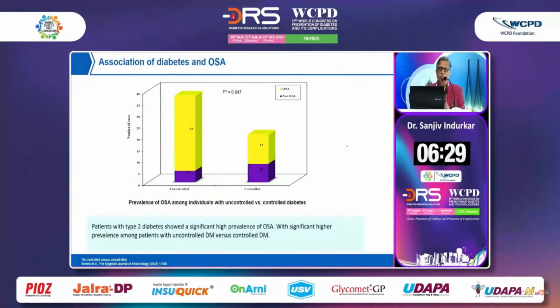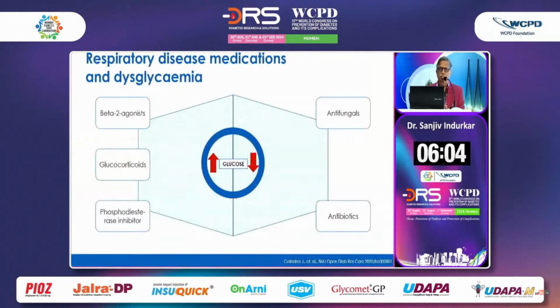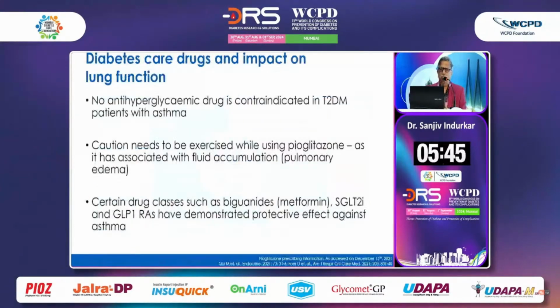I hope that many of you who practice diabetes must have seen that if we tackle sleep apnea and put the patient on BiPAP, the uncontrolled hyperglycemia settles down, insulin requirement goes down, the patient loses weight, and ultimately he needs less anti-diabetic therapy. How do concomitant medicines affect each other? We all know that beta 2 agonists, glucocorticoids, and phosphodiesterase inhibitors, which are used in respiratory diseases, deteriorate glycemia. On the other side, if we treat infections in diabetics with antifungals and antibiotics, the glycemic levels drop down.